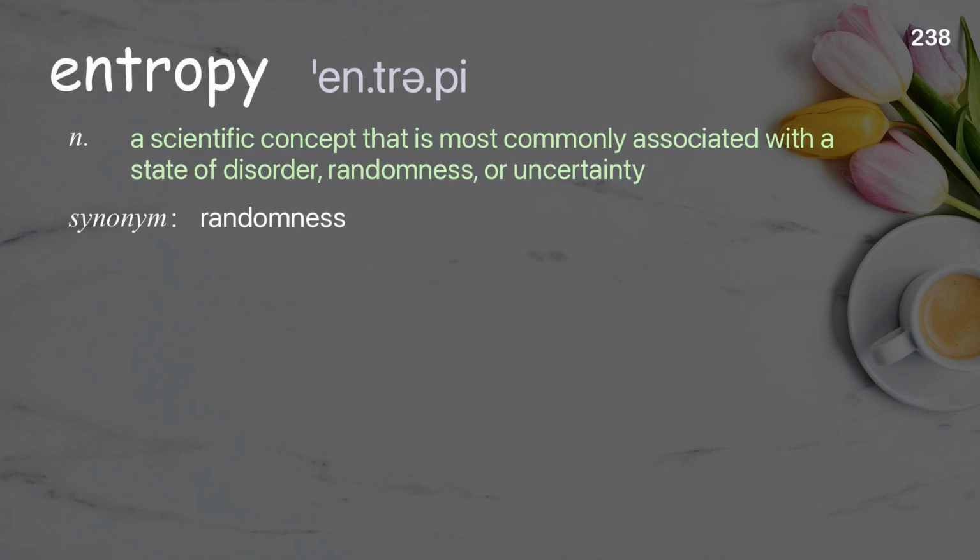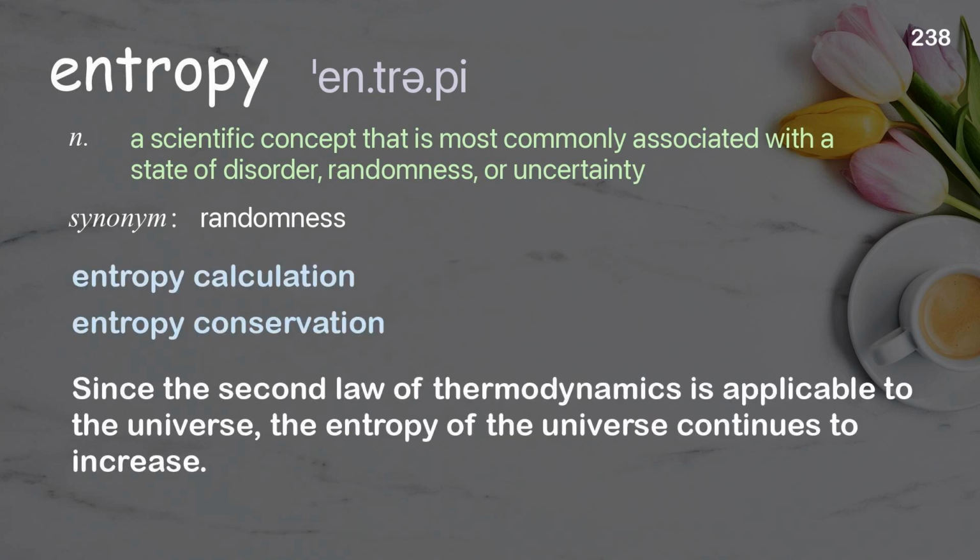Entropy. A scientific concept that is most commonly associated with a state of disorder, randomness, or uncertainty. Examples: Entropy calculation. Entropy conservation. Since the second law of thermodynamics is applicable to the universe, the entropy of the universe continues to increase.